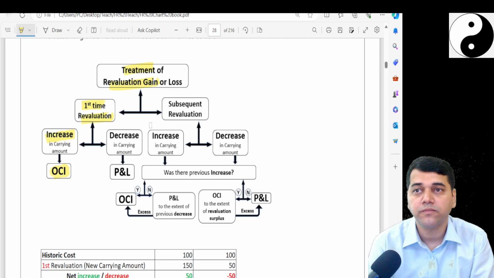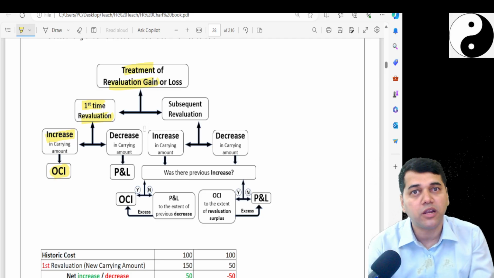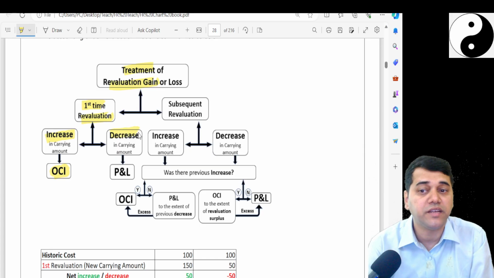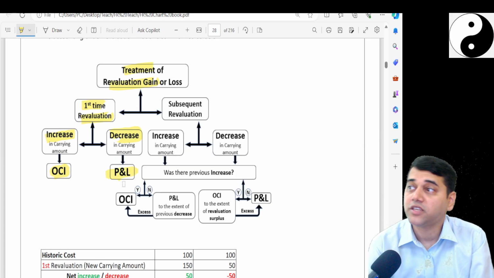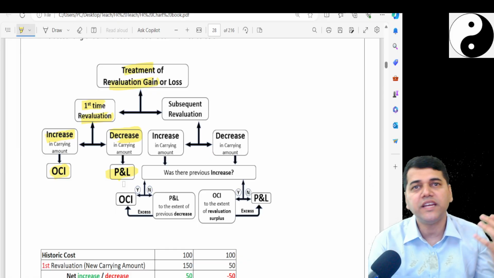PPE debit to revaluation surplus, OCI. And from OCI I will make one column there and it continues to stay there. Now what about when a decrease happens the first time? Then I will charge it to the P&L account. Surplus will go to OCI. Deficit will not be a reserve. Negative reserves I don't keep there.